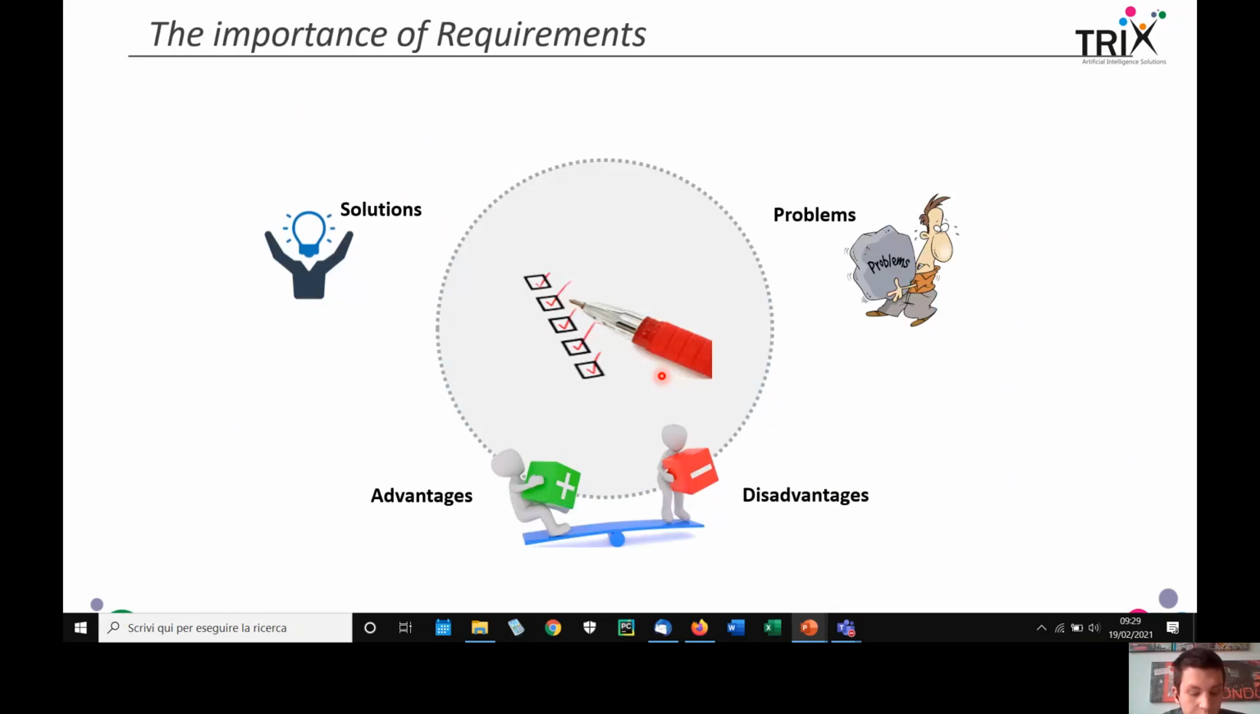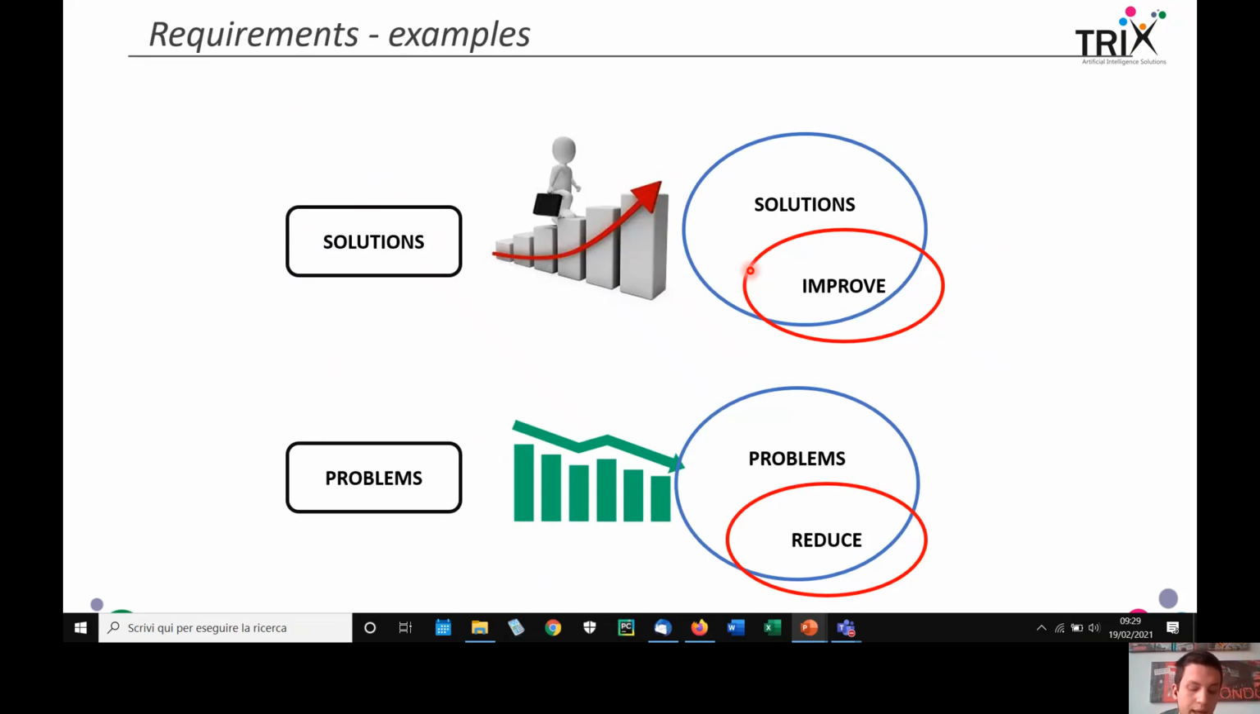A further very important step is the analysis of the requirements, which we can translate into finding the problems to be solved and the solution, advantage and disadvantage. Solutions can be found by, for example, using parameters such as improve, which is one type of parameter, while problems are found using parameters like reduce, decrease.